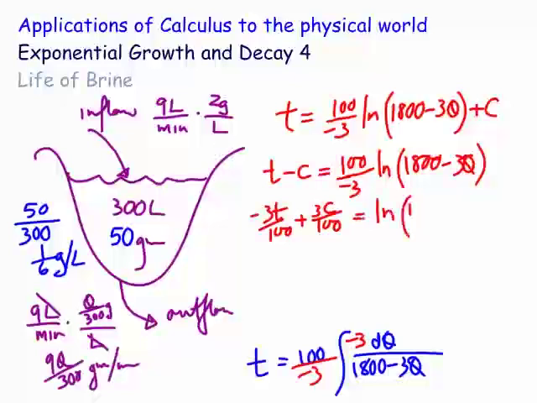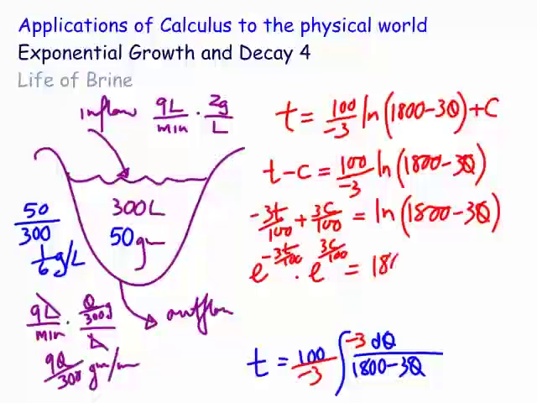This is equal to ln of 1800 minus 3q, and then you raise everything to the power e, and then you end up getting e to the minus 3t on 100 times e to the 3c on 100 is equal to e to this, which becomes 1800 minus 3q.